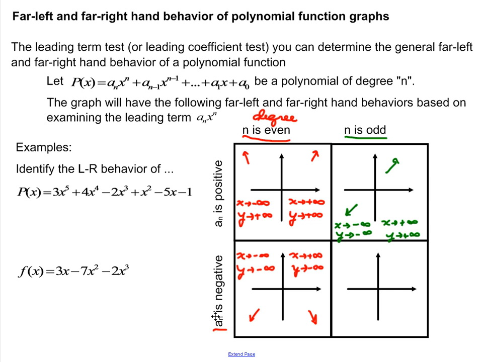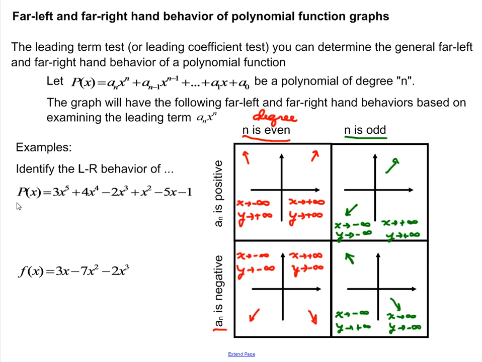If the degree is odd and the leading coefficient is negative, then we have the opposite behavior. As x tends towards negative infinity, on the far left-hand side, this time y will tend towards positive infinity. It goes in the positive direction this time. And as we go to the far right-hand section of the graph, as x tends towards positive infinity, y will tend towards negative infinity. So this is what we call the leading coefficient test. It's actually very easy to handle.